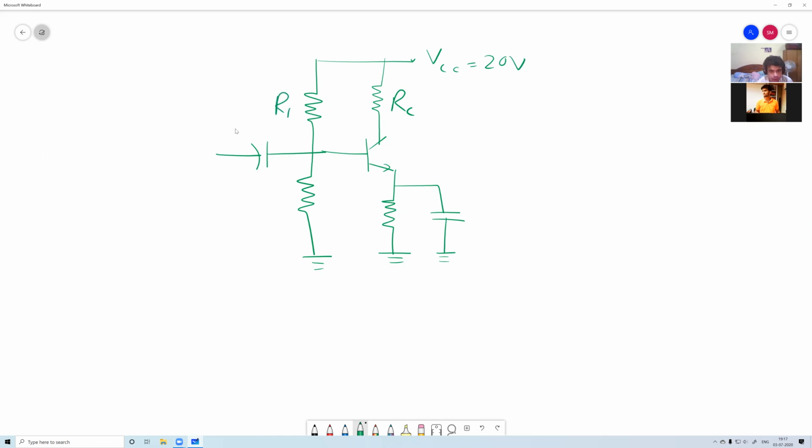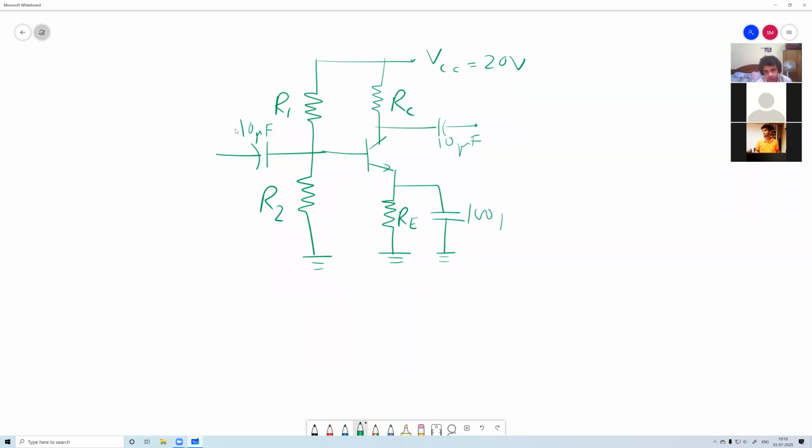Here the Q point is given and the resistor values are not given. The capacitors are 10 microfarad, but they are of no consequence here. This is 10 microfarad. This is 100 microfarad. What is given is the following.